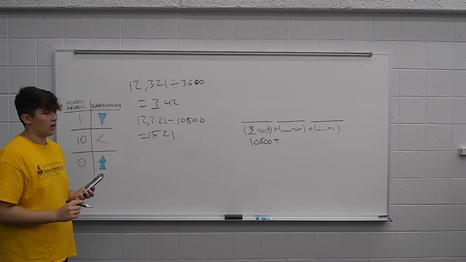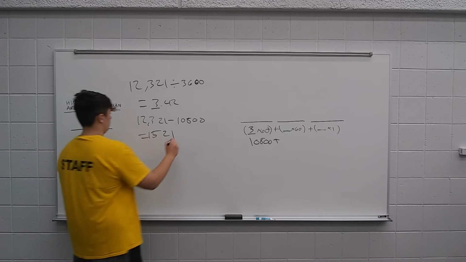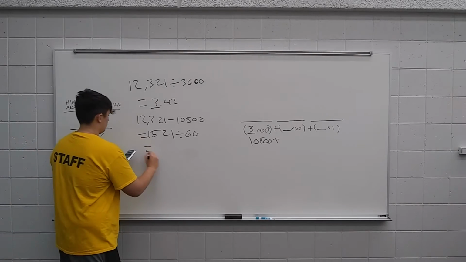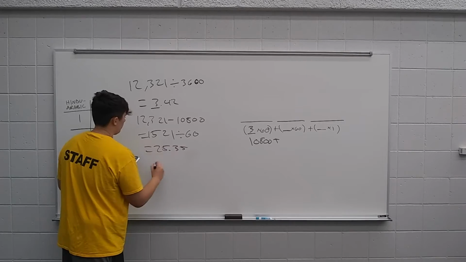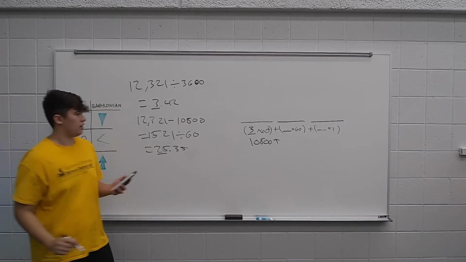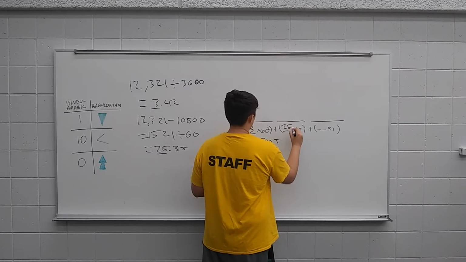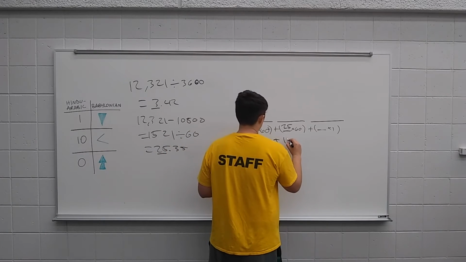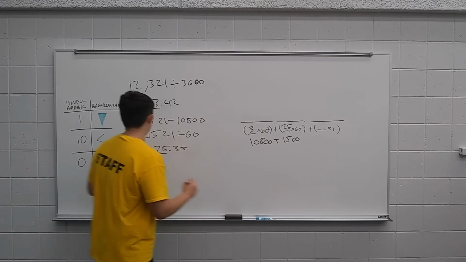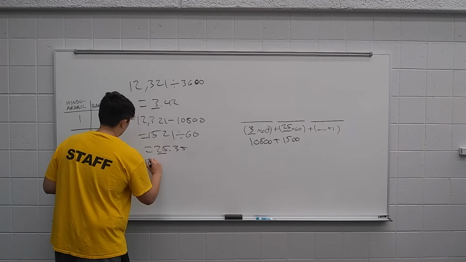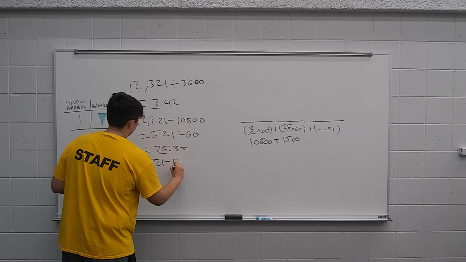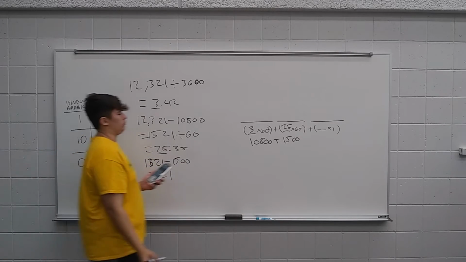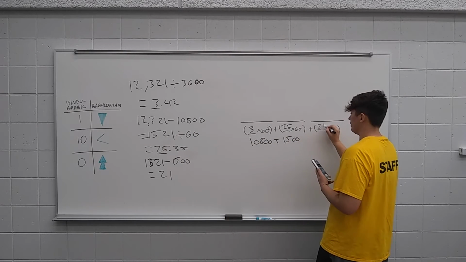And from there we have to figure out how many times 60 goes into this number. So we'll divide it by 60, and that is 25.35. Now we know it goes into this number 25 times. So I'm going to put that over here. And 25 times 60 is 1,500. So 1,521 minus 1,500 equals 21, and that's our remainder. And we will place that over here to times it by itself.